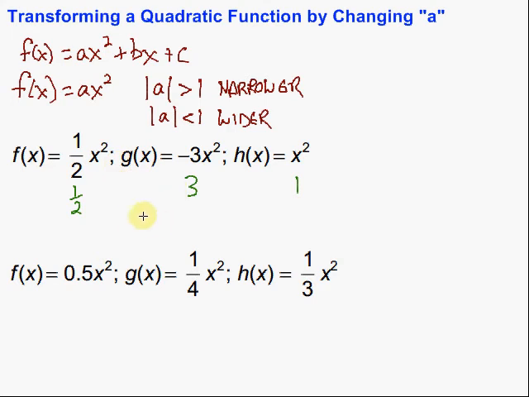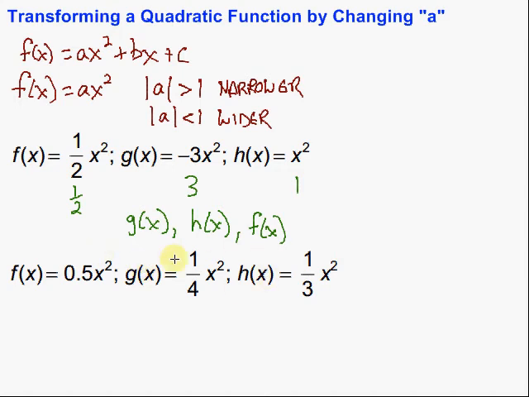So my narrowest graph here is going to be the g of x, and I won't write the whole thing, but g of x, which is this. My next narrowest is going to be this one, the h of x. And finally, my widest graph in this case is going to be f of x. And remember, this is less than 1, so that's getting wider than that parent function. This is greater than 1, so that one is narrower than the parent function. So we're comparing both to the parent there.